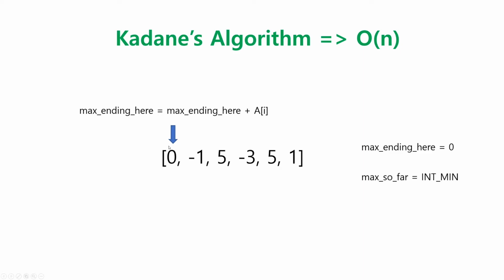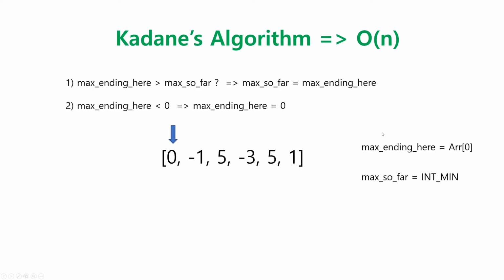So starting here, we're going to add those values to max ending here. So here, the max ending here becomes 0, right? And we're going to check two conditions. If max ending here is bigger than max so far, we're going to update max so far to max ending here. And if max ending here is smaller than 0, it means that there is definitely a negative integer which makes the sum smaller, so I'm going to update max ending here to 0.